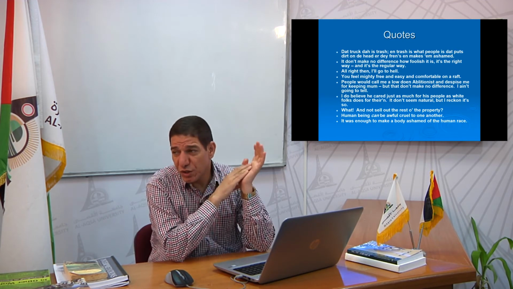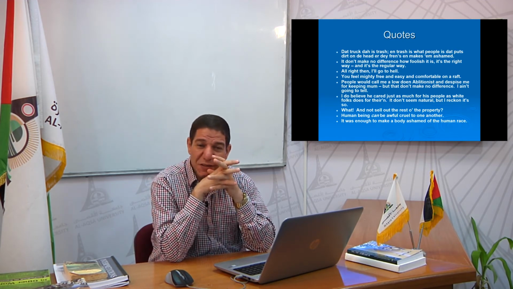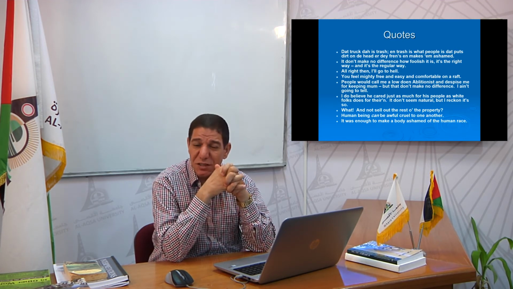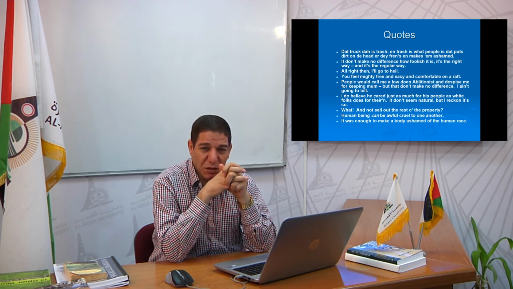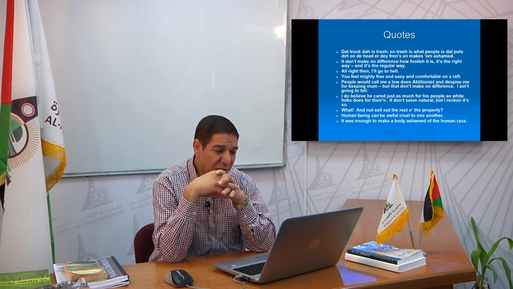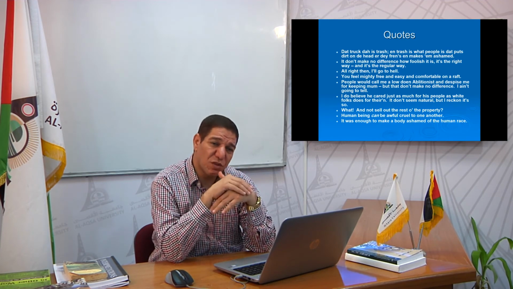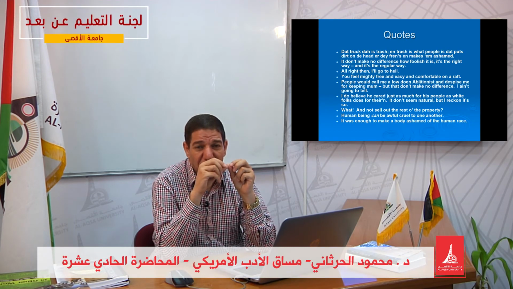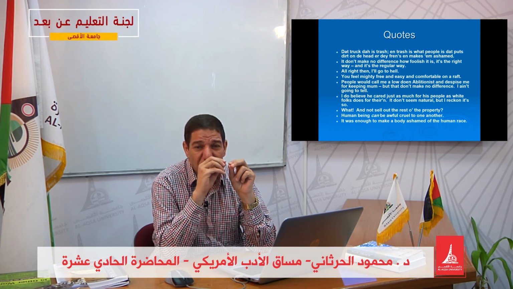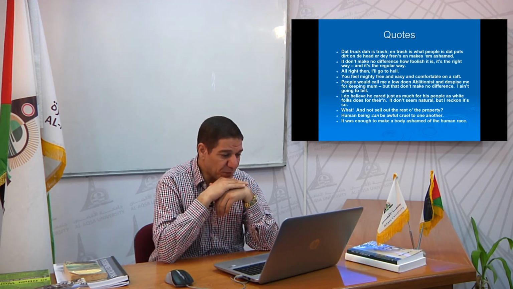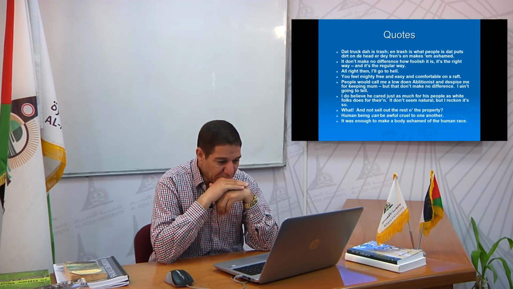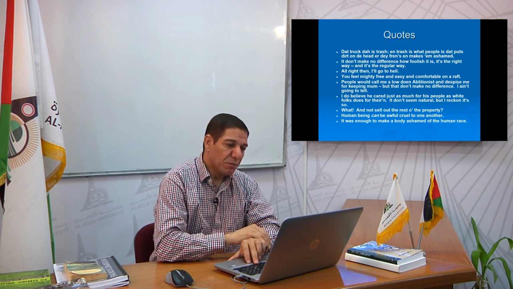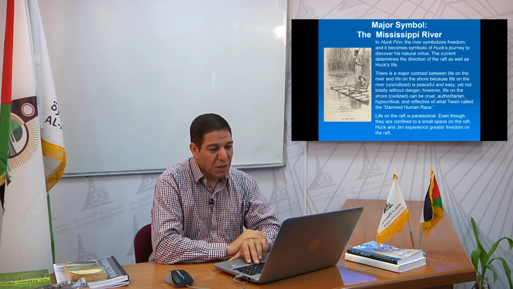It is good to watch movies that were produced on Huckleberry Finn. You will find a lot of movies, kids movies, adult movies, cartoons. Yeah, it was regularly and frequently produced in audio and video, so you can have a feeling and you can see how the language is used from these movies. Okay. Major symbol, the Mississippi River.